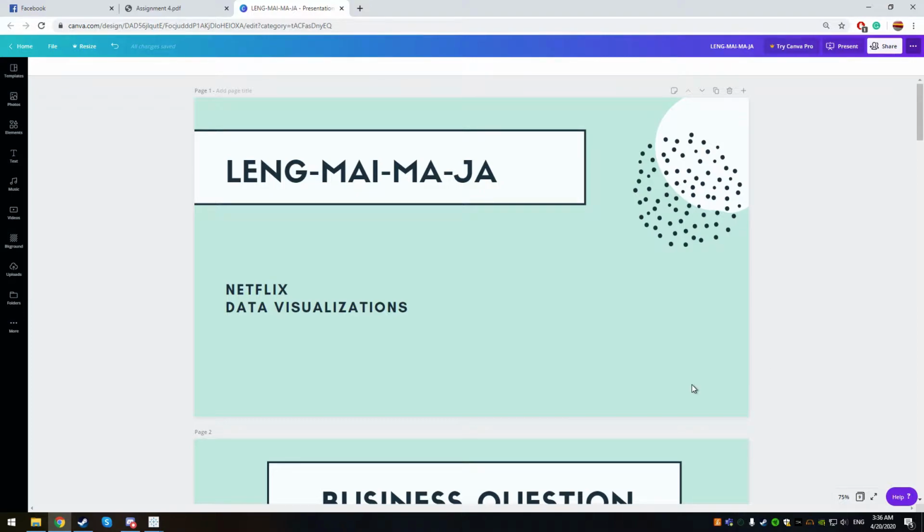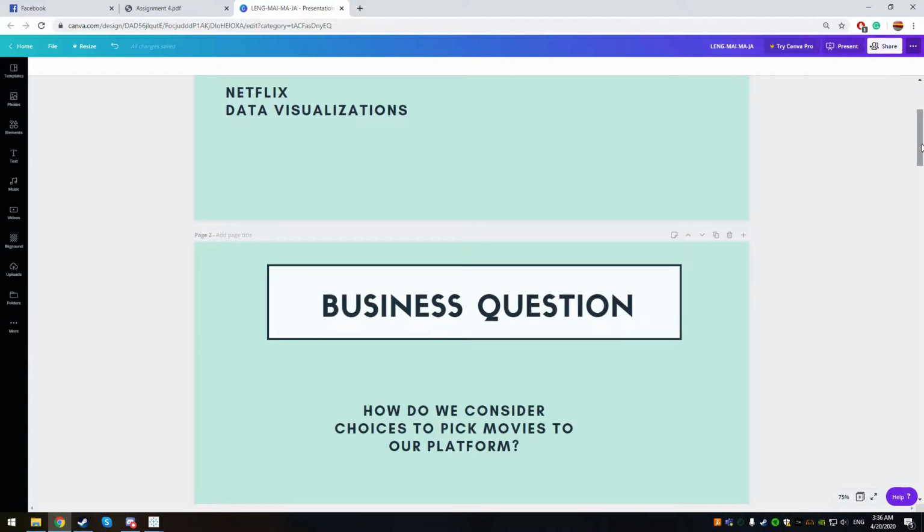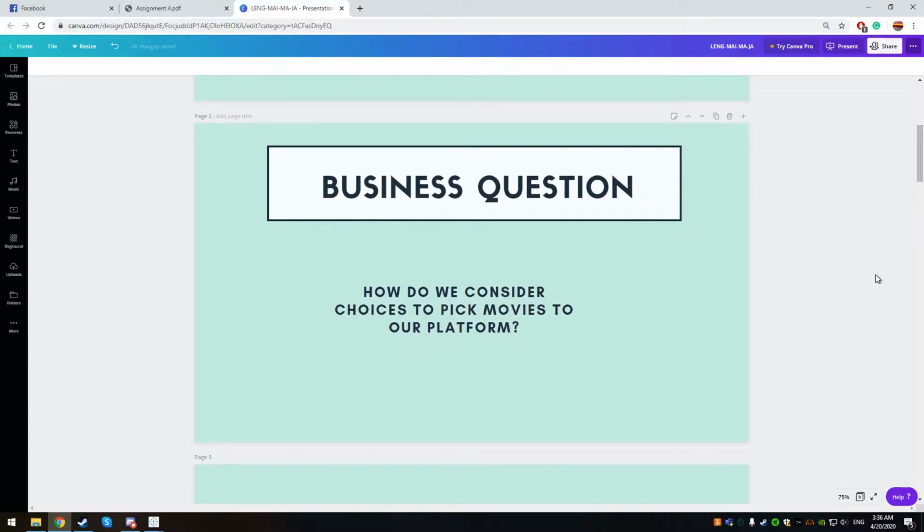Our organization is Netflix. Our business question is how do we consider choices to pick movies for our platform? To be more specific, Netflix has to add new movies and shows to their platform every day to attract people to use their platform and of course to increase the profit to our company, and that movie has to be attractive. But how do we consider that movie is popular to the customer? So we can do it by using visualization with the data that we got.